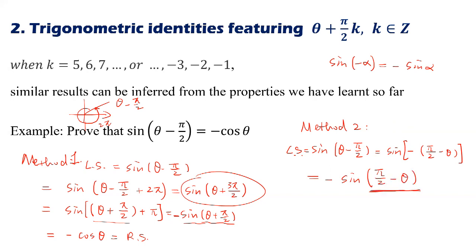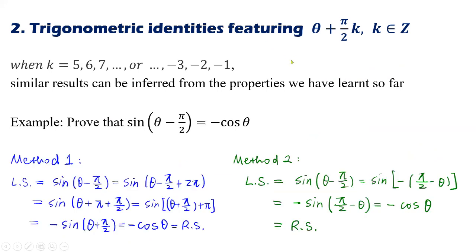And this is actually minus cosine theta by using the cofunction property, right? The cofunction property states that sine of half pi minus theta equals cosine theta, right? So this is actually cosine theta here. So the whole expression equals minus cosine theta, which is the right side. Understand? So you can choose either method you prefer. Okay, so you can also check the proof in this slide.